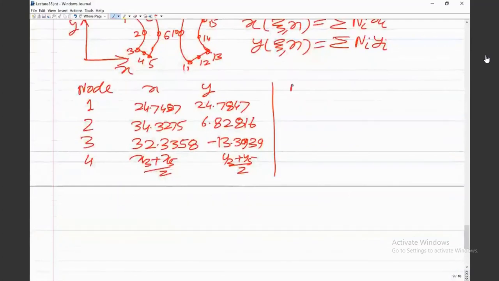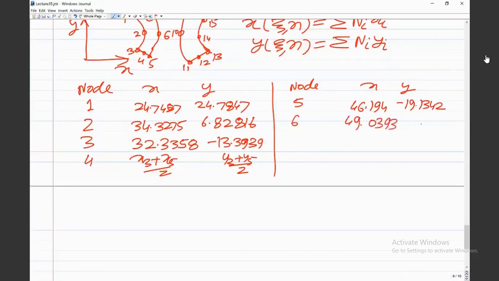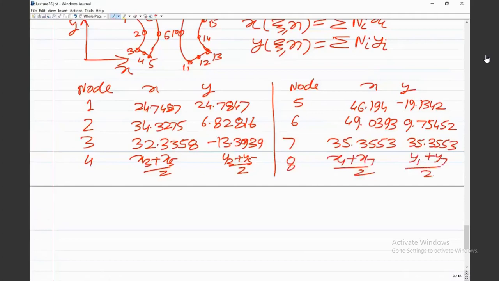So yeah, let us say again, let me list here node x and y. Node 5, x coordinate is 46.194 and y coordinate is minus 19.1342. Then 6 is 49.0393 and 9.75452. Node 7 coordinates are 35.3553 and 35.3553. And the coordinates of node 8 are mean of 1 and 7. So x1 plus x7 by 2, y1 plus y7 by 2. So these are the coordinates of the contactor body, nodes of the contactor body.